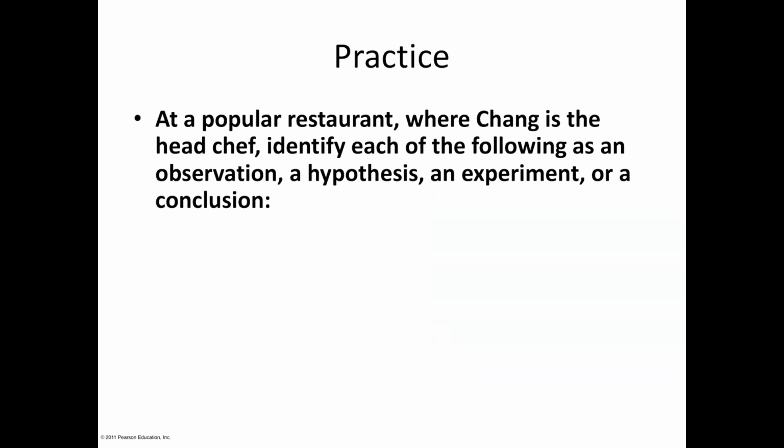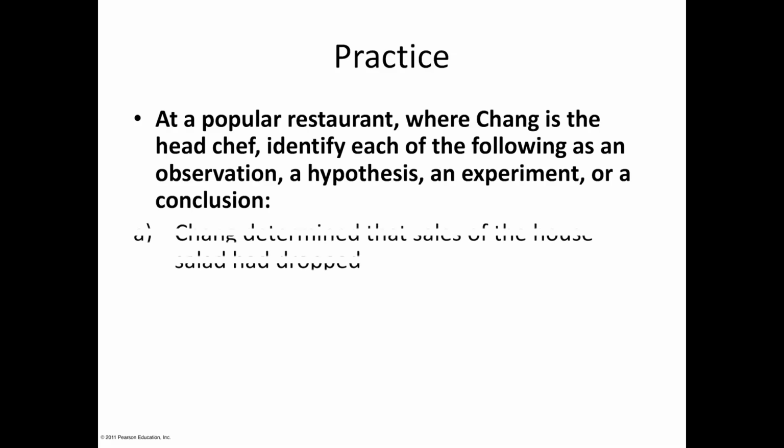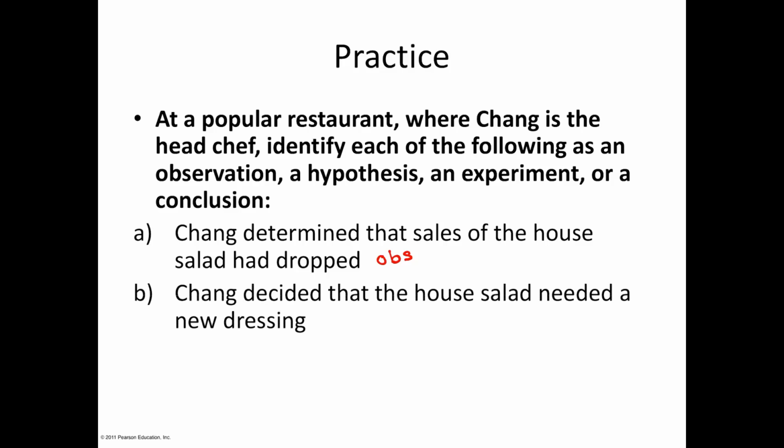So at a popular restaurant where Chang is the head chef, identify each of the following as an observation, a hypothesis, an experiment, or a conclusion. Chang determined that sales of the house salad had dropped. So basically, the chef realized that the sales of the house salad had dropped. Is this an observation, a hypothesis, an experiment, or a conclusion? I would say this is an observation because he noticed this.